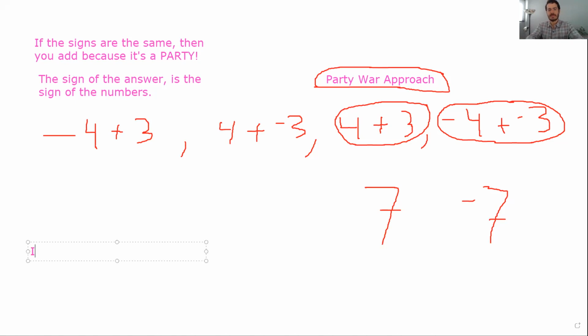If the signs are different, you subtract, because it's a war. Okay, so 4 and 3, the signs are different. Here we have a -4 and a +3.